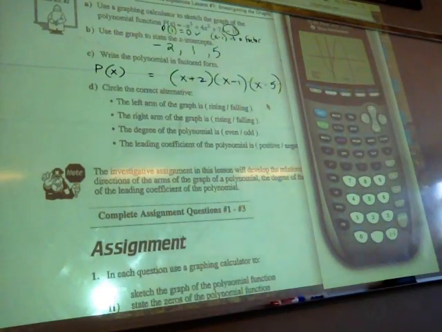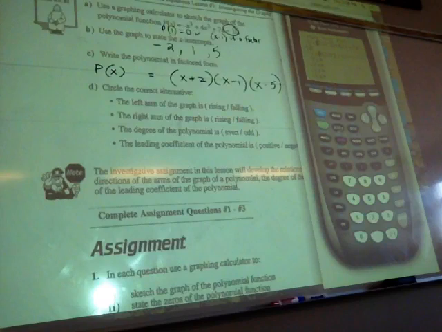Now, just to show you guys a comparison, I'm telling you I've made a mistake intentionally right now. I want you guys to put into your y2 the factors. If I put in the factors that I just found, I'm just going to see if I get the same graph. So x plus 2 times x minus 1 times x minus 5, and I graph it.